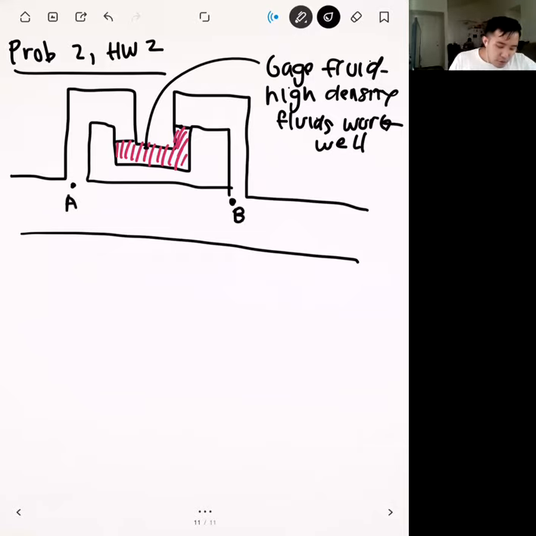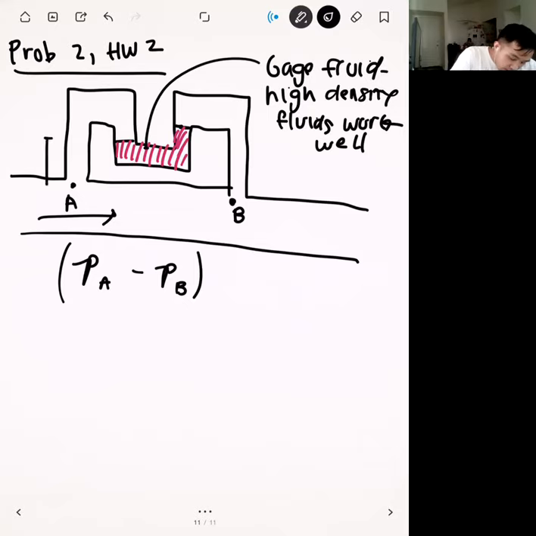In this problem, we had two locations, A and B, and we had flow going through there. What we were interested in solving for is the pressure difference between A and B, so we have PA minus PB. In addition to this, we have some heights. We know that this height right here is H1. Let me erase this a little bit. We know that this height right here is H2.